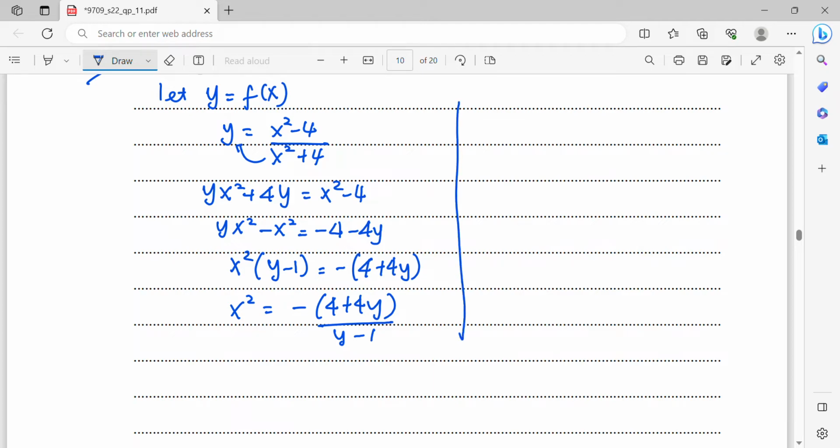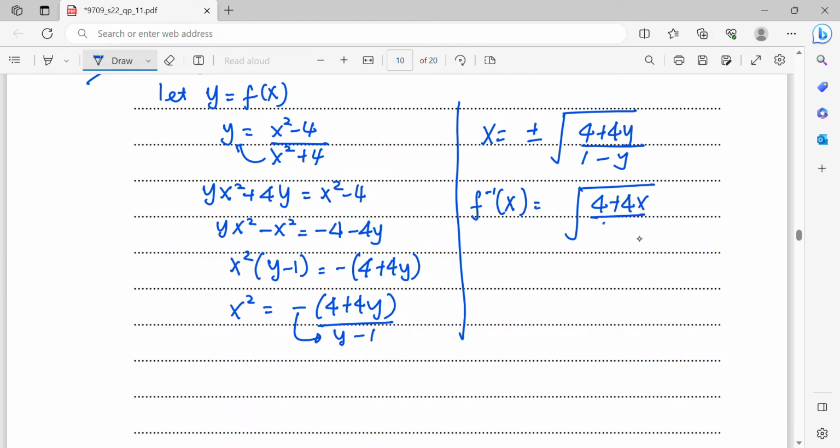So I will just take plus minus square root. Alright, this minus you can just move down, no problem. So it becomes 4 plus 4y over, so when you times minus to the y, it becomes minus y. You times minus to the minus 1, it becomes positive 1. So I will say it is 1 minus y. Now, my f inverse equals square root. The plus minus, I leave it first. So 4 plus 4x over 1 minus x.